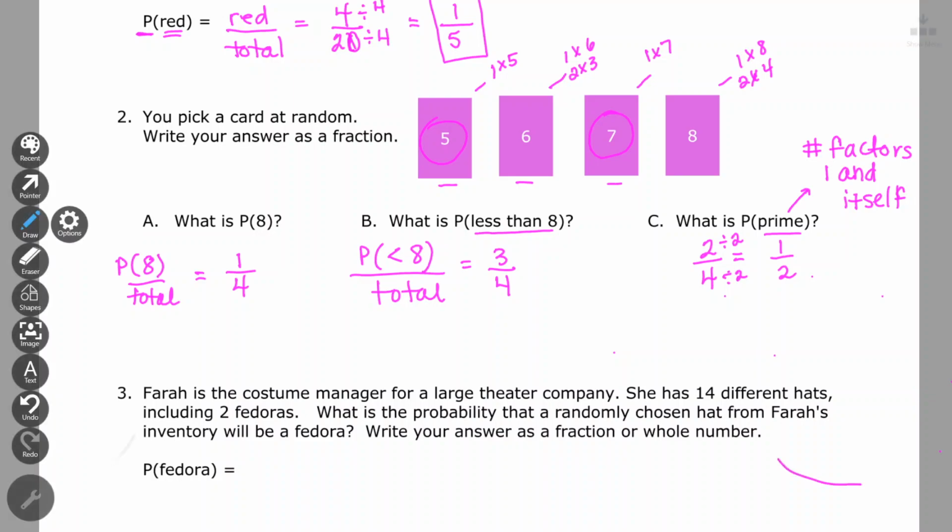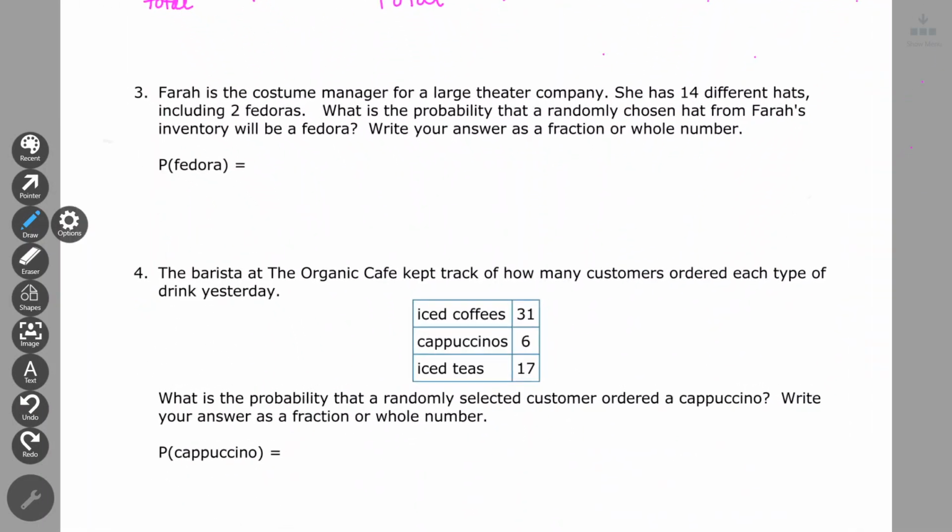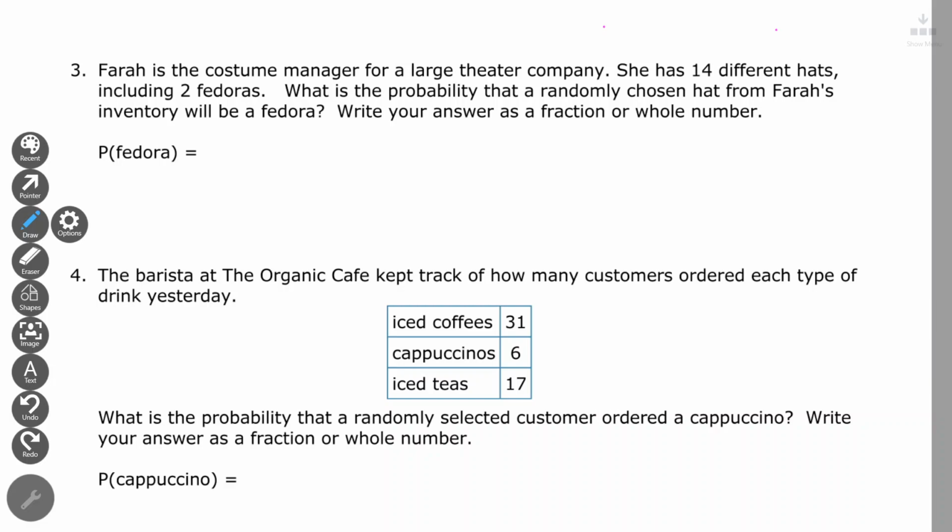Let's go on to number 3. Number 3 says Farah is the costume manager for a large theater company. She has 14 different hats, including 2 fedoras. Now, this word including is very important. What is the probability that a randomly chosen hat from Farah's inventory will be a fedora? Write your answer as a fraction or a whole number.